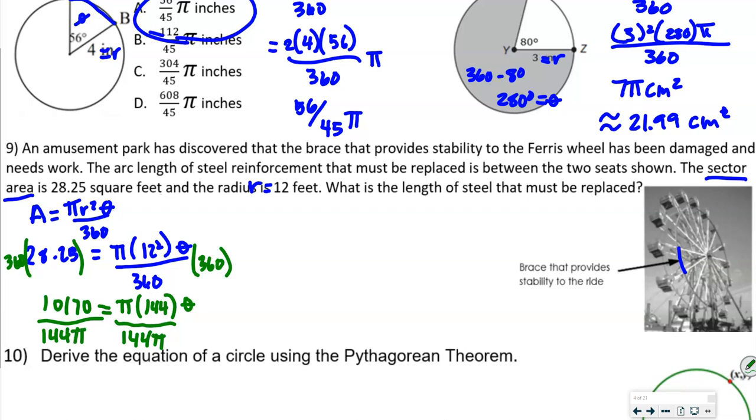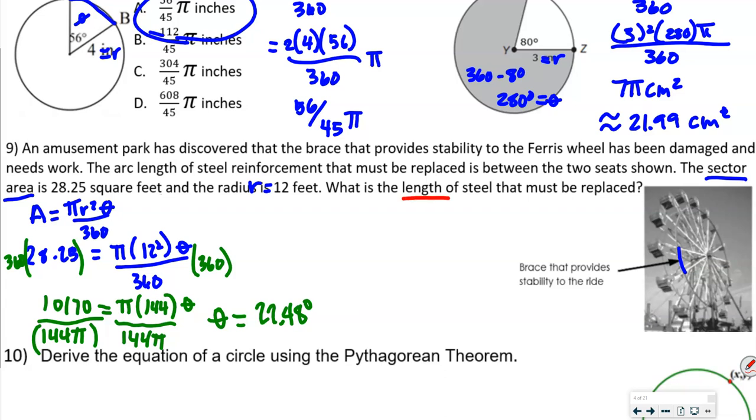And you can do that in your calculator, but you might need to remember to put this in parentheses, okay? Because if you don't, when you divide it, it's going to divide by 144 and then multiply by pi, okay? So be careful. So when I did that, I got theta equals 22.48 degrees, okay?